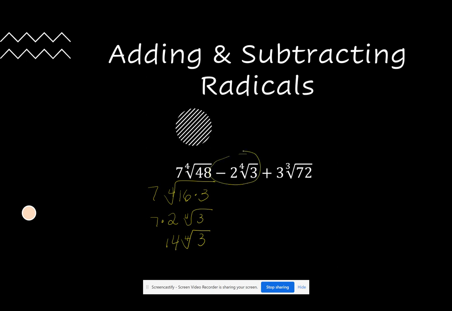This one's already simplified, so we just leave it. Minus 2 times the fourth root of 3. And then this one, we want to find the cube root that goes into 72.